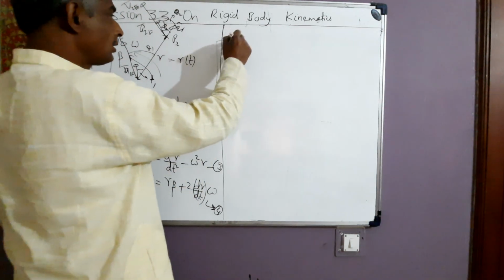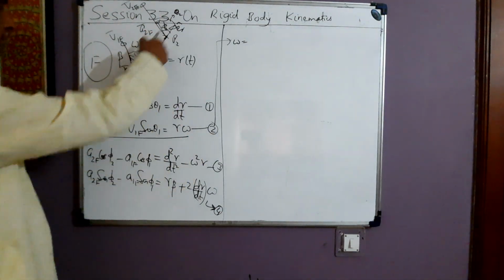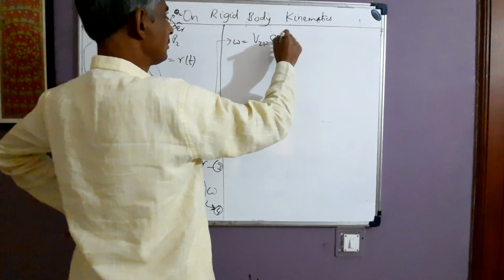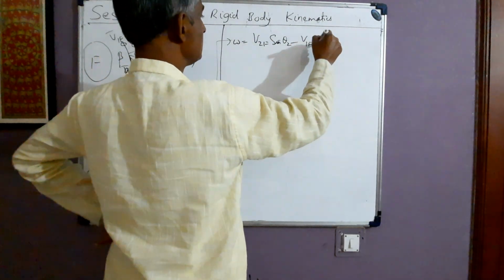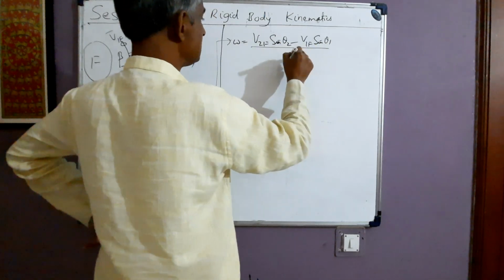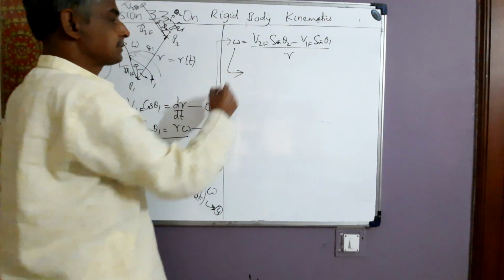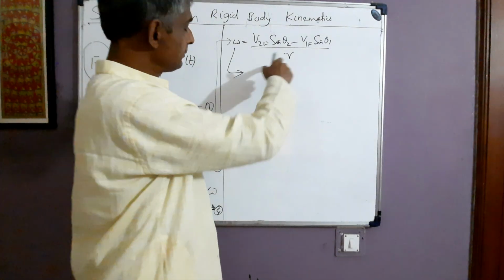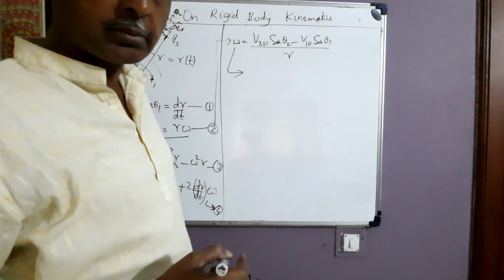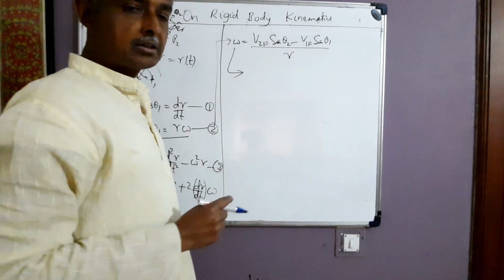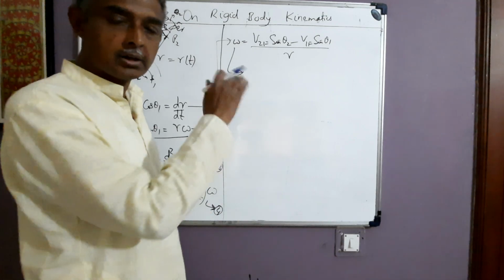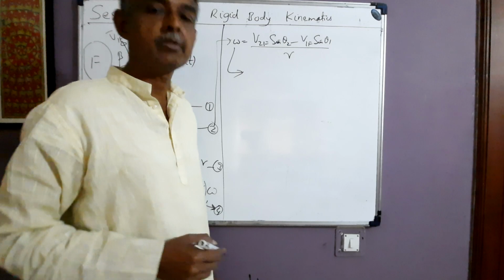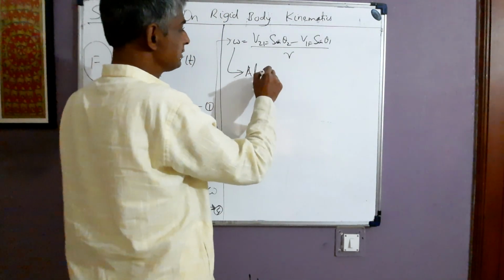Here omega is the angular speed of the line joining P1 and P2. This omega becomes V2F sin theta 2 minus V1F sin theta 1 by R. This is valid irrespective of whether R is constant or variable. This formula is valid irrespective of whether distance R between the two moving points P1 and P2 is constant or variable. It is always valid provided the two points are confined to move in the same plane as seen from frame F.